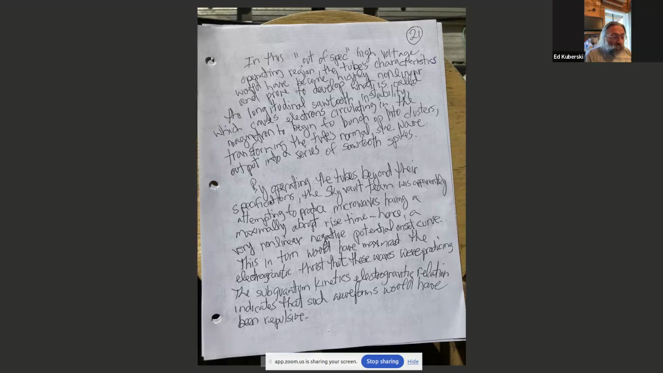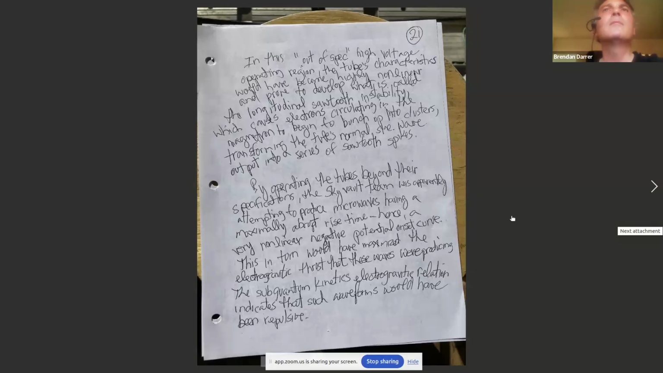Yeah, so that's really, really important. We're operating them out of spec at very high voltage. Also, the longitudinal sawtooth versus the sine wave, but they bunch up in clusters, so that sounds like charge clusters to me, right?